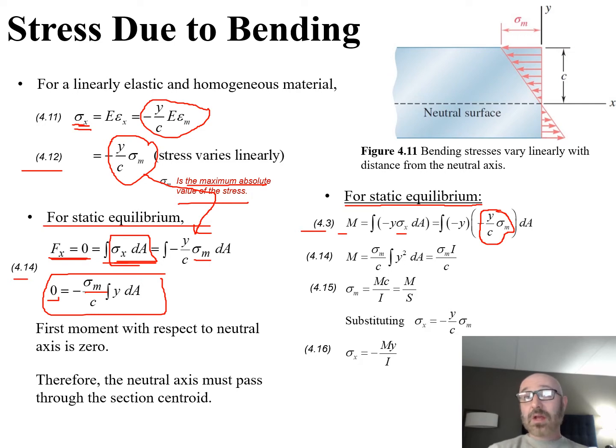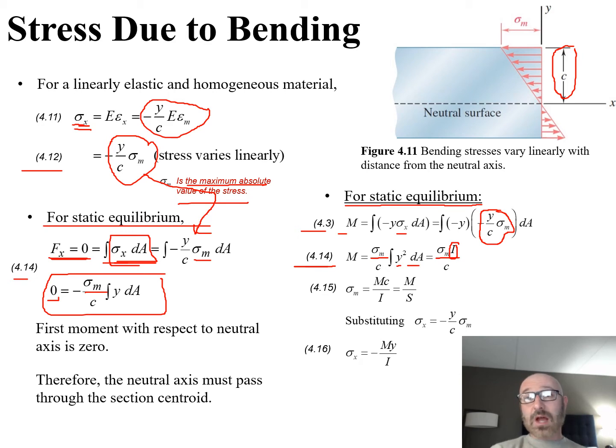When we plug into that, now we can pull some things out that are constants, and we end up with the relationship we see in equation 4.14. So moment is now equal to that sigma sub m, that maximum absolute stress value, over our value of c, and we can see again that's our c up there if we go back to our diagram, times our integral of y squared dA. Then we can go through this, do a couple more substitutions, and we can see this is going to be equal to our sigma m times I over c when we do our integral.